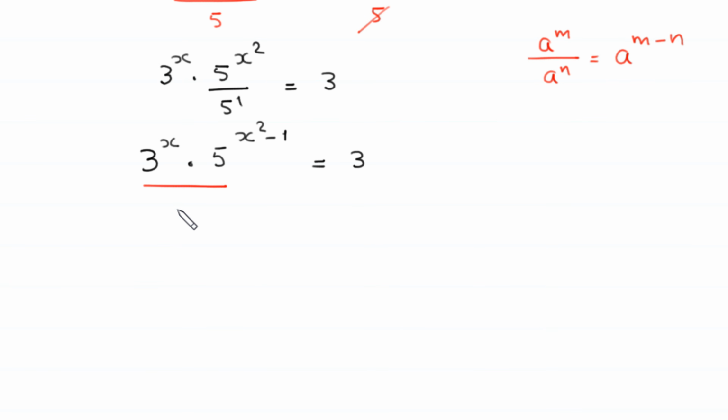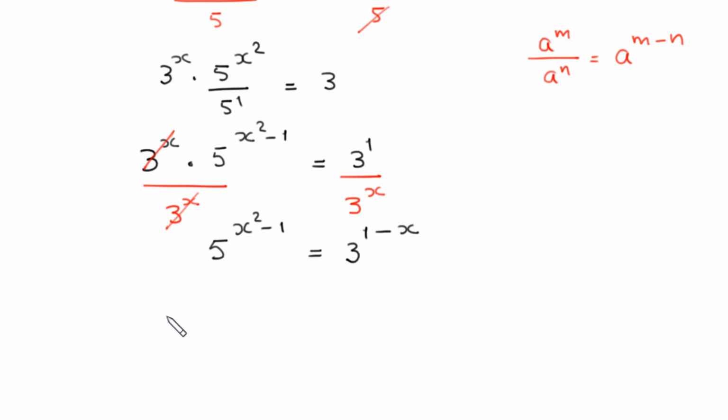Now we divide both sides of this equation by 3 to the power x. At right hand side we divide by 3 to the power x. So this 3 to the power x gets cancelled with this 3 to the power x, and at left hand side we are left with 5 to the power x squared minus 1 is equal to, now this 3 has power 1 here, and by using this property, this 3 to the power 1 over 3 to the power x will become 3 to the power 1 minus x.